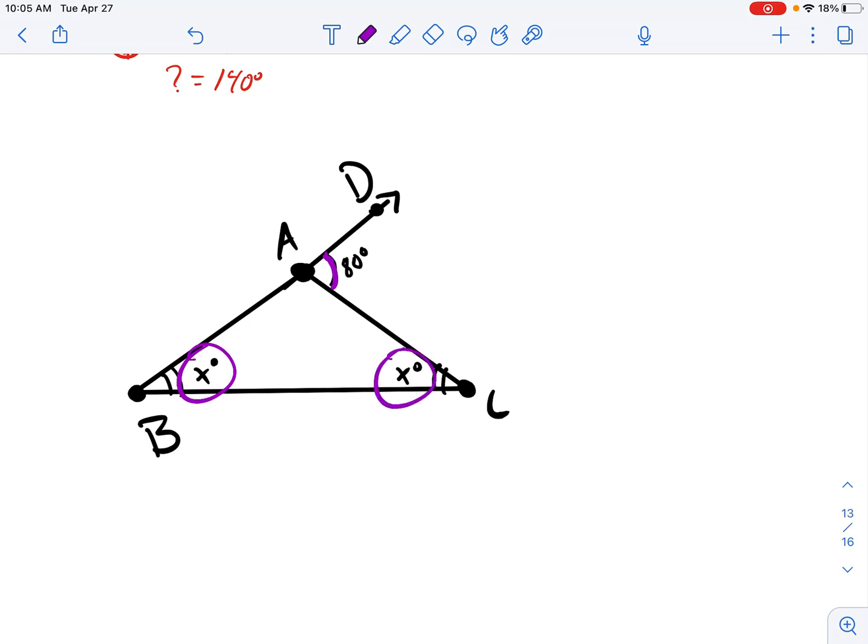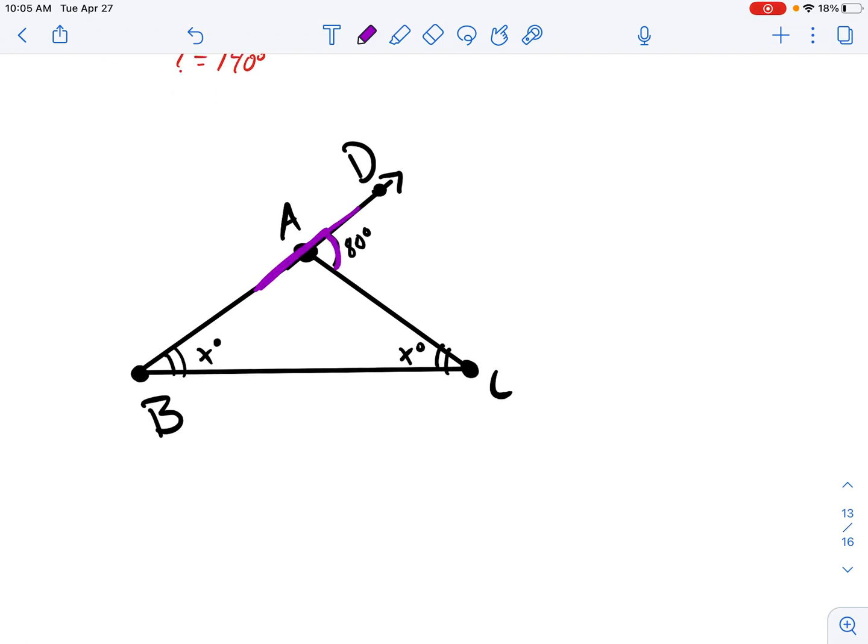So this x is going to be the same measurement as this x, all right? And so when we're figuring this out, we can think to ourselves, okay, here is a straight line, so that means these two are supplementary angles, right? So 80 degrees plus question mark equals 180. You can subtract the 80 from both sides, and you get question mark is 100 degrees, okay?